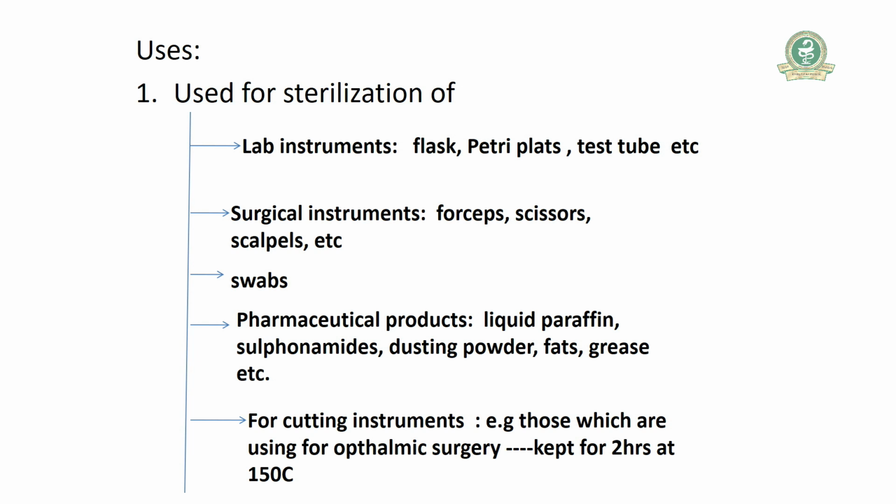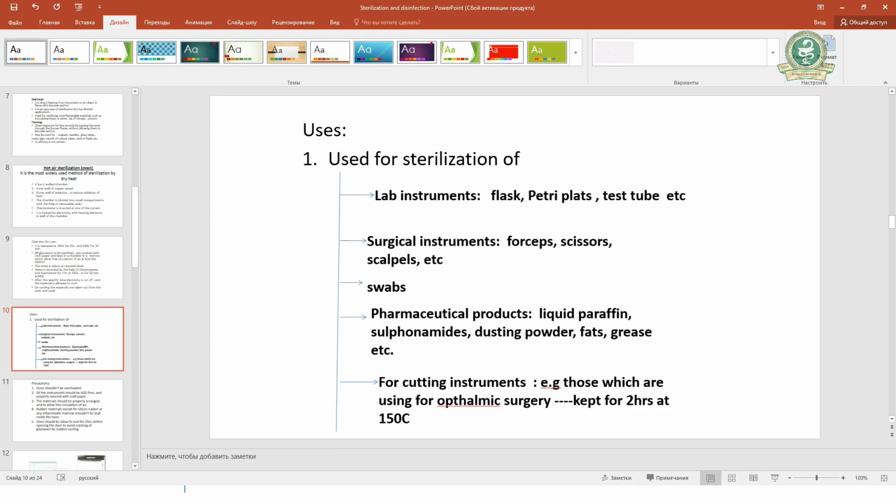For cutting instruments, for example, those used for ophthalmic surgery, they will be kept for 2 hours at 150 degrees centigrade and should be sterilized within the hot air oven.